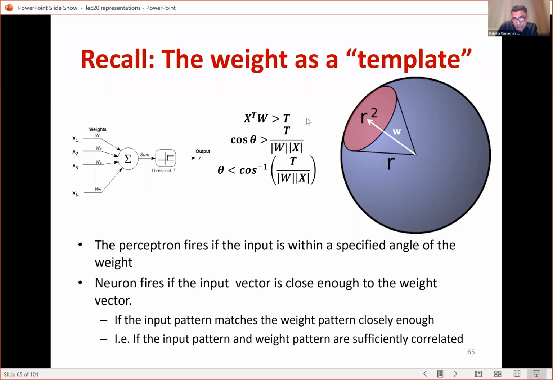So in other words, you can think of it as saying that w represents a template that this perceptron is looking for, and this perceptron itself is looking at a small cone around the template, of some angle over here, and whenever the input falls within this cone, this neuron is going to fire, otherwise it won't fire. So is this making sense to you guys?